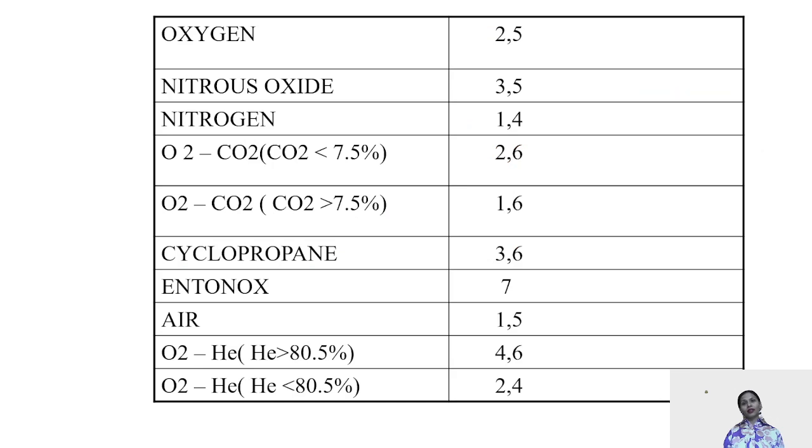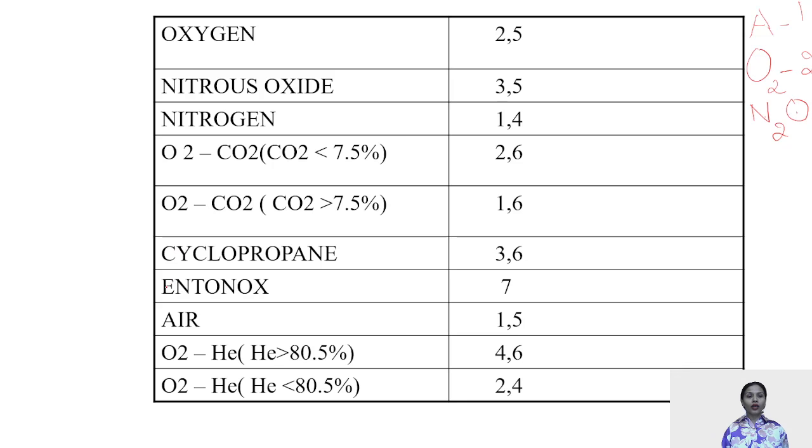This is the pin index system. Air has a pin index of 1,5. Oxygen has a pin index of 2,5. And your nitrous, it has a pin index of 3,5. Oxygen has 2 atoms, so it has 2,5. Nitrous has 3 atoms, it is 3,5. And air is 1,5. This is something I hope you all understand and you remember too.